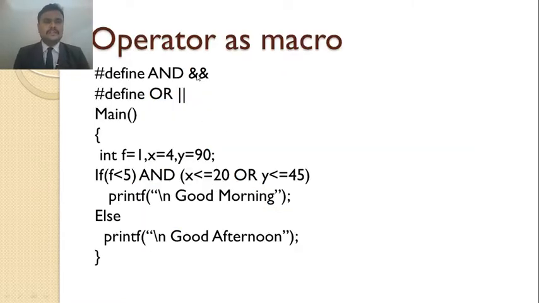Take one more example over here, AND and OR. So we are going to use this instead of AND, and instead of OR we are going to use, definitely over here, capital AND and OR. This is the beauty of macro definition. So it completely reduces our code while we use the macro definition throughout the program.